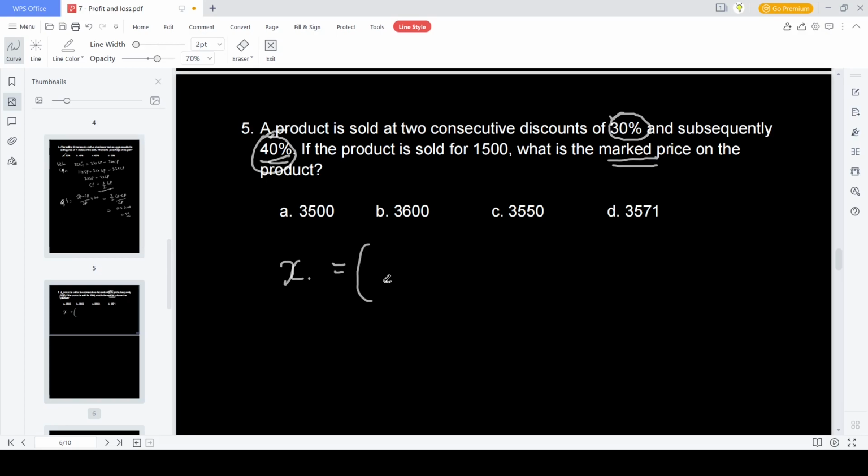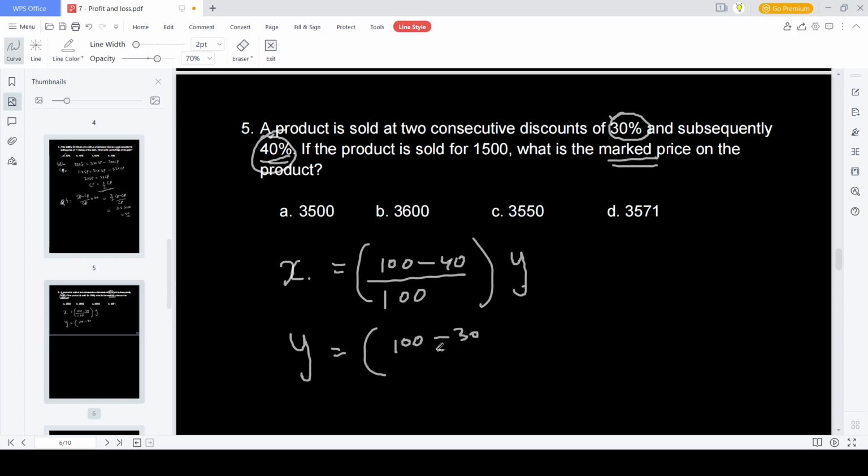If there is a 40% discount in the end, the price becomes (100 minus 40) by 100 times the earlier price. We'll call the price after the first discount Y. So Y is (100 minus 30) by 100 times the marked price, because there's a 30% discount.